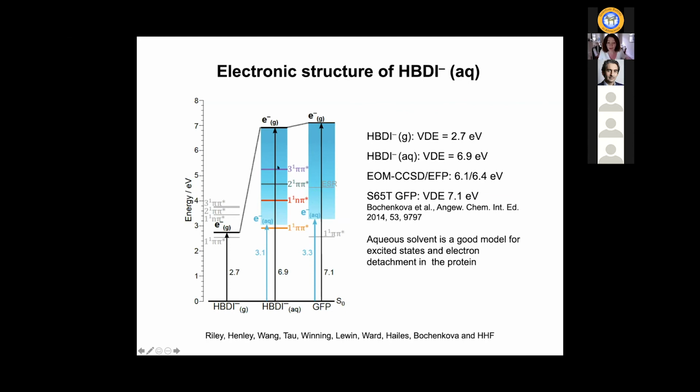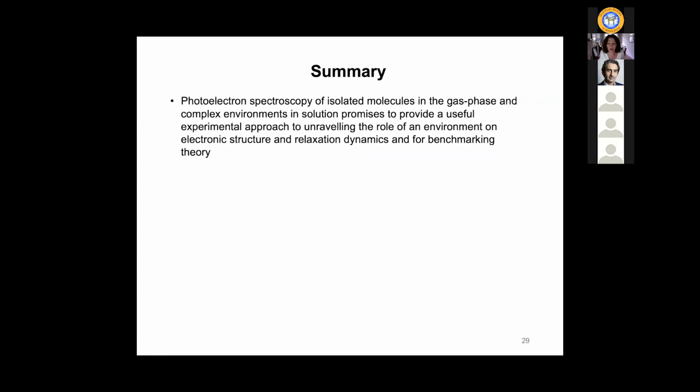So perhaps the redox properties of the green fluorescent protein chromophore in aqueous solution are similar to those in the protein. So in summary, I hope I've shown you that comparing photoelectron spectroscopy of isolated molecules in the gas phase and in complex environments in solution promises to provide a useful approach to unraveling the role of an environment on electronic structure and relaxation dynamics, and that this could be used for benchmarking theory because we're always making analogous measurements of the binding energies.